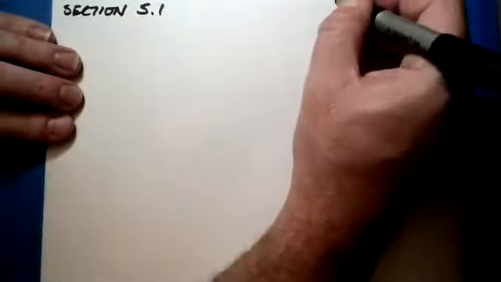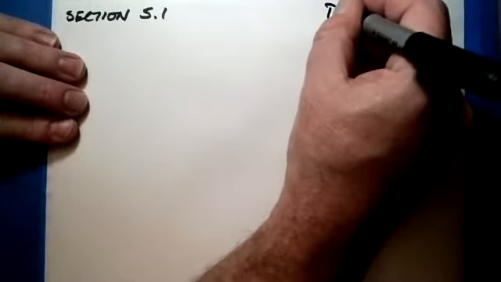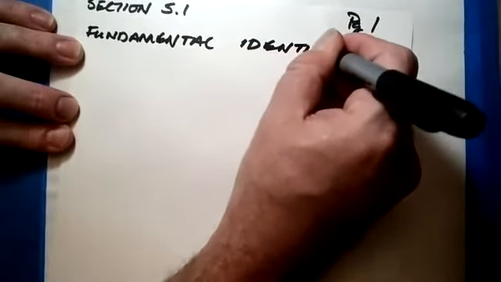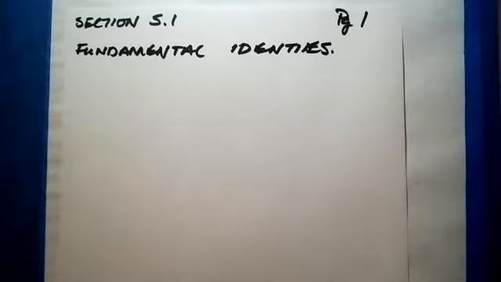So this is section 5.1, and 5.1 is entirely related to what are called the so-called fundamental identities and some minor applications of these. Okay, so for our purposes, there are 5 sets of so-called fundamental identities that we will use repeatedly throughout the chapter to prove other identities.